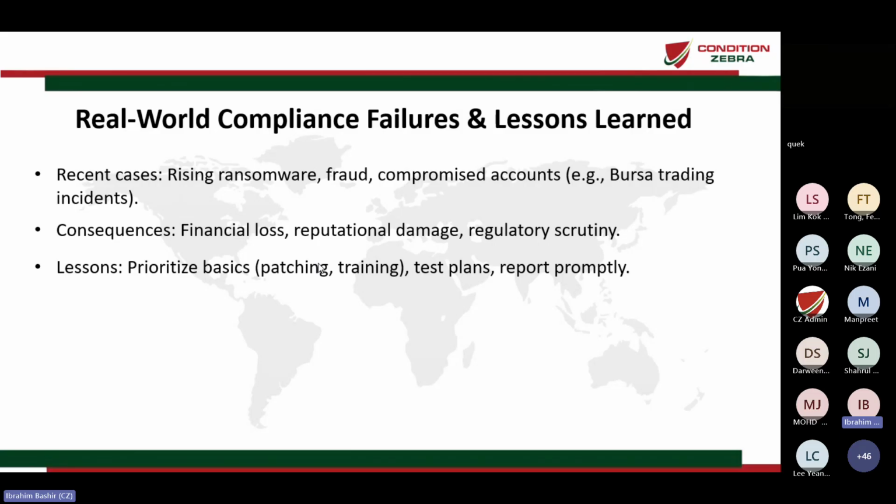And then you have to report promptly. So no harm, no choice. We have to report whenever there are incidents, following the timeline that I mentioned earlier.